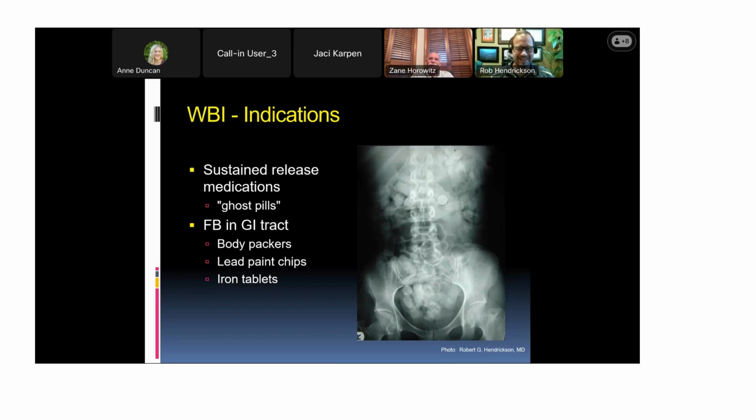The other indication is foreign bodies, and this is an image of a body packer. We don't really see body packers in Oregon, but it's certainly something that people use whole bowel for. I think more commonly for us would be lead paint chips or iron tablets. That would be something that is advantageous to push through the GI tract within 4 hours because they don't get absorbed very quickly.